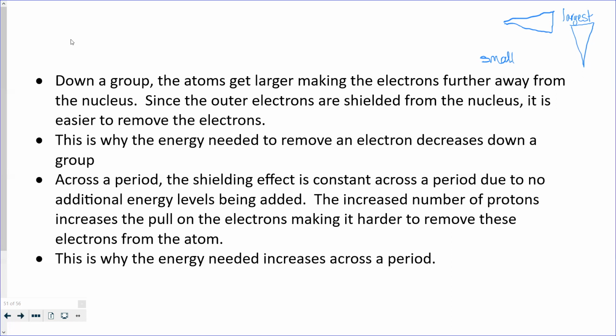And like I said, this trend was the same as the trend for electronegativity. However, remember, electronegativity did not include noble gases. Ionization energy includes noble gases. So that's kind of a difference between the two.